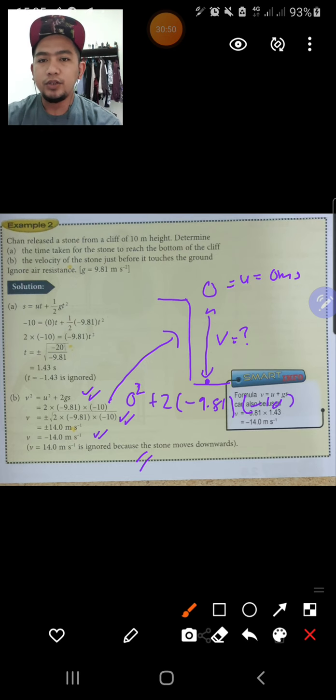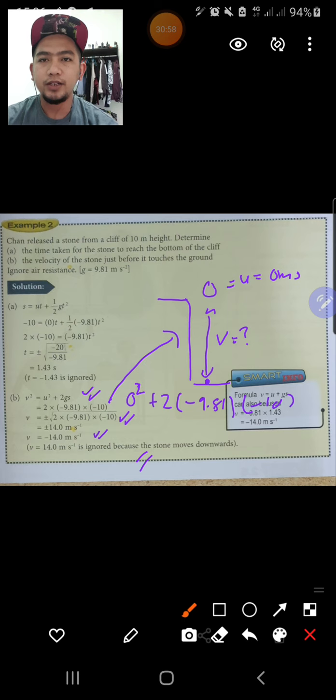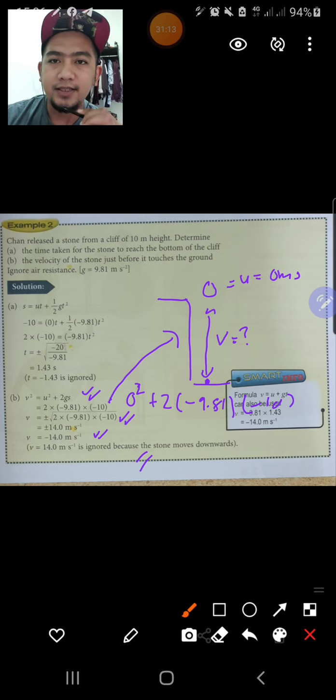The problem here is, don't be careless about the sign. You must refer to the situation carefully, either going downwards or upwards. When you substitute the value into the formula, it will affect the answers.